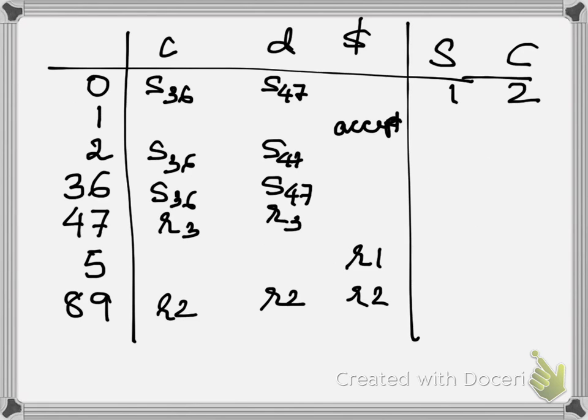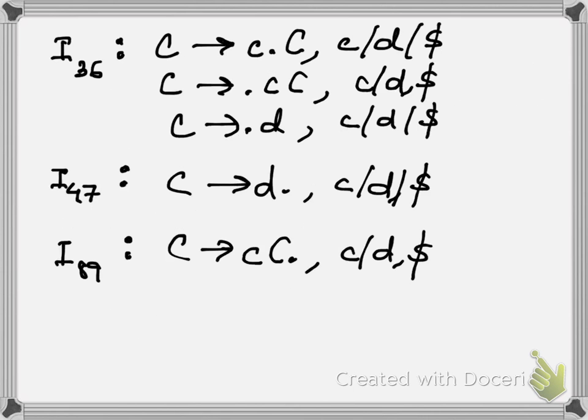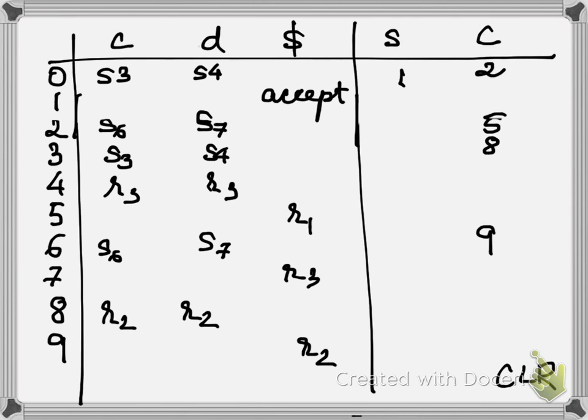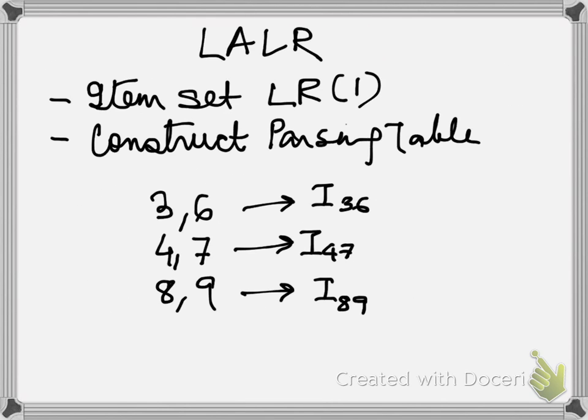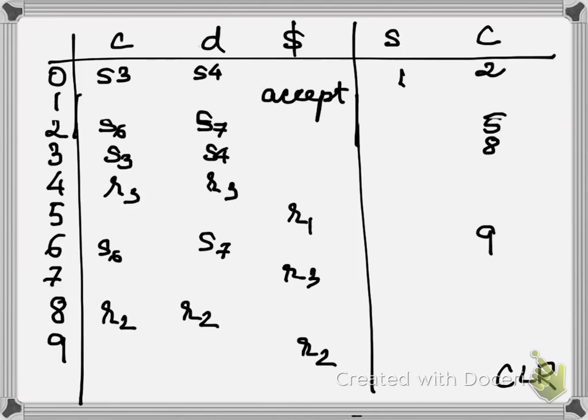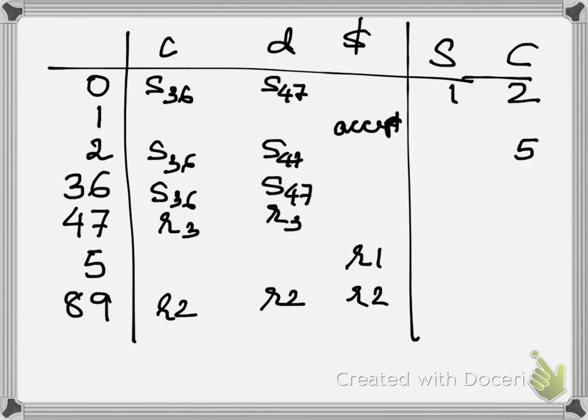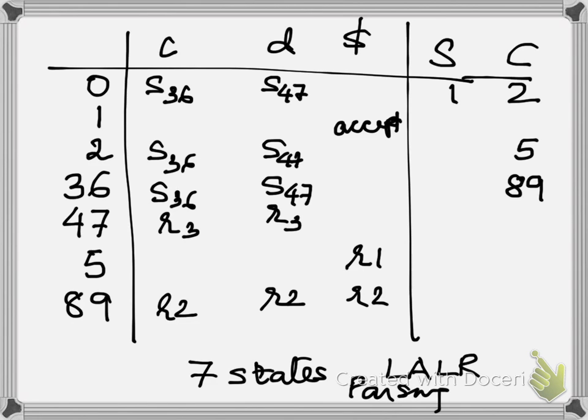And for the go-to, we had 5 on 2. So this we will keep, 2 on C goes to 5. Then 3 on 3,6, that is 3 or 6, will now go to 8. Now 8 is not there anymore, it is 8,9, so we'll replace this by 8,9. So this is the parsing table. Now you can see how many states we have: 7 states. So this is your LALR parsing table.